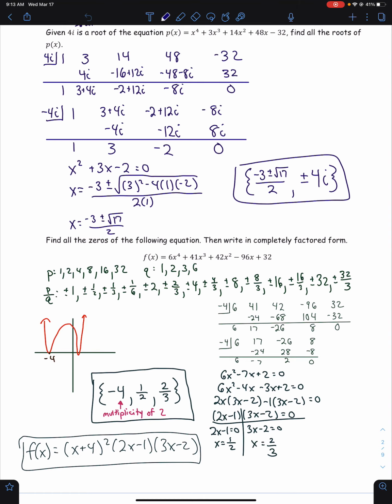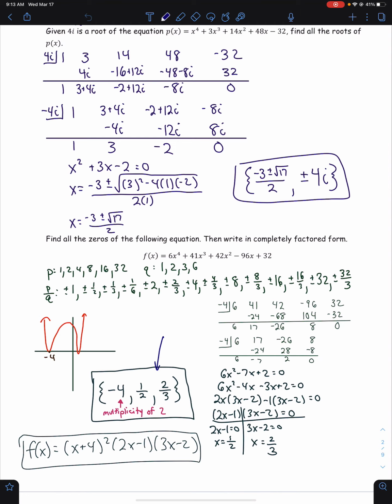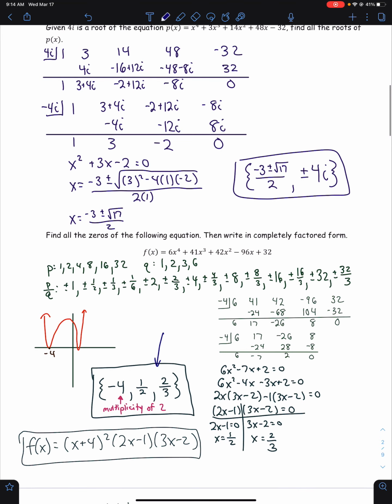So our answer, you want to write it like this, or I guess you can write it a couple different ways, but you want to make sure that you state that -4 has a multiplicity of 2. So that means there were 2 zeros at -4. So that would be our answer in completely factored form. Since there's a multiplicity of 2 on that 0 of -4, it'd be x plus 4 squared times the 2 factors that you got from factoring 6x squared minus 7x plus 2.